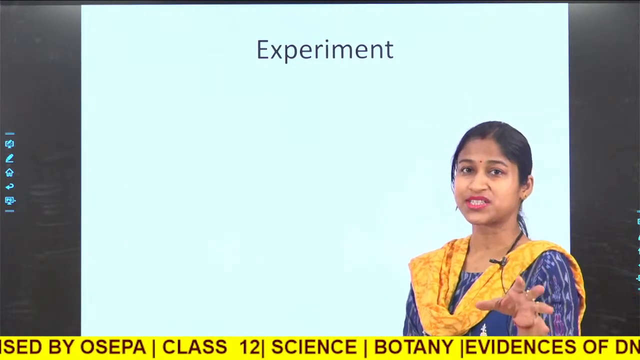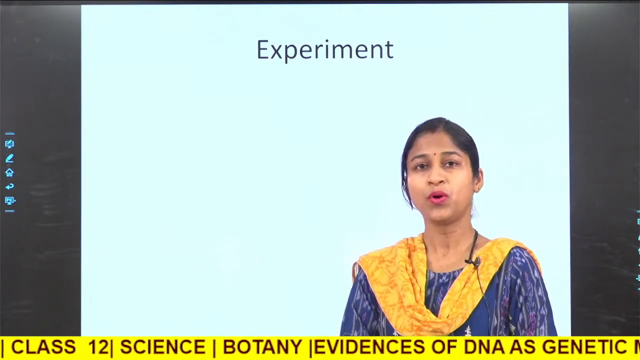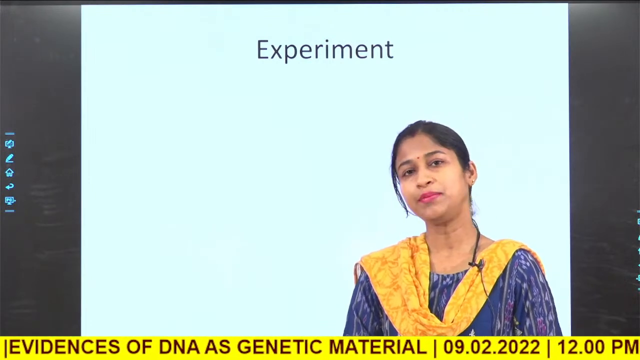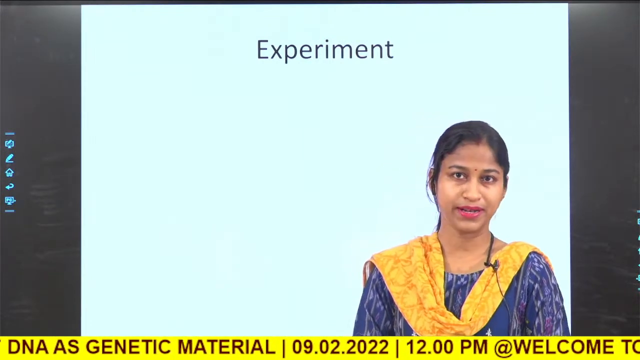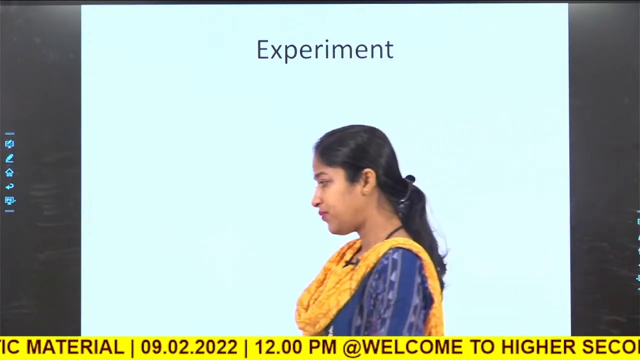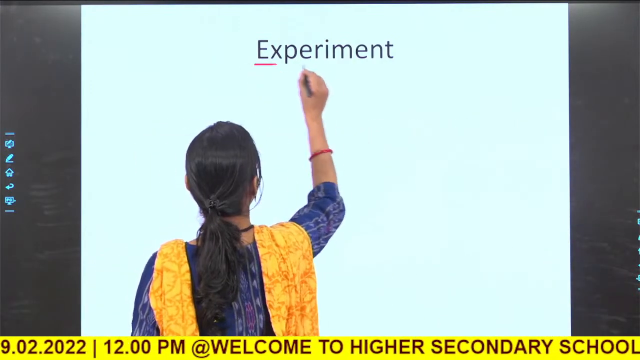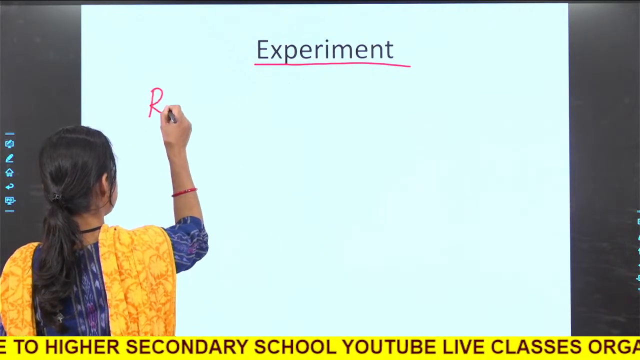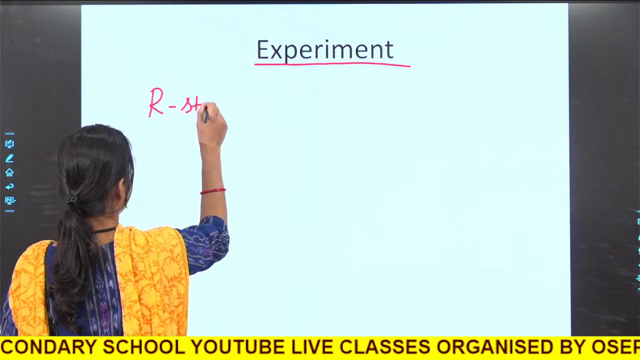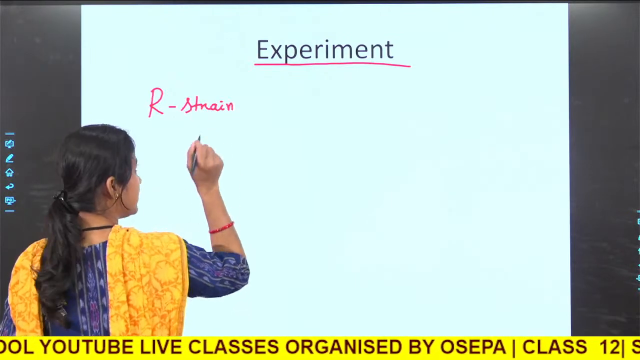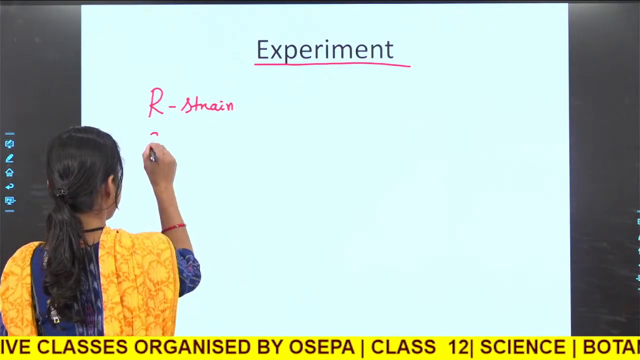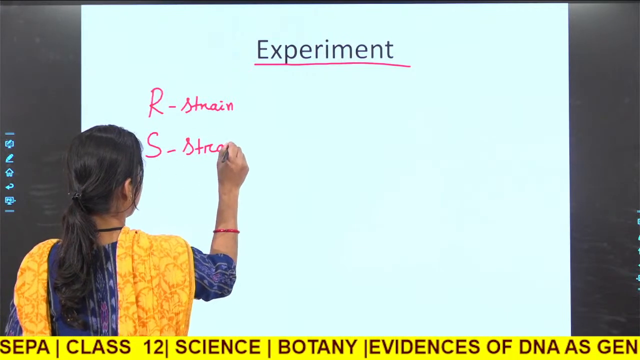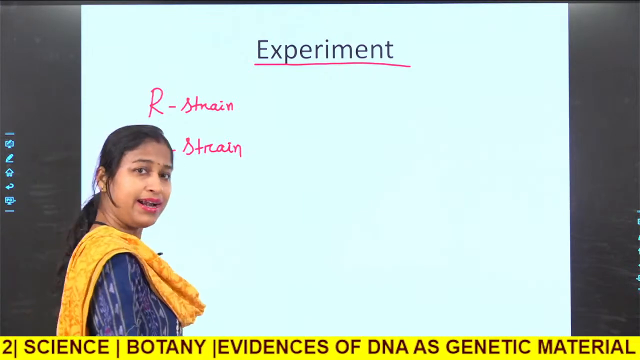So, what is the experiment exactly? Before going to this diagrammatic picturization, let me tell you what the experiment is exactly. Griffith, in his experiment, found that two strains exist. One is the R strain in Streptococcus pneumoniae, and another one is the S strain.